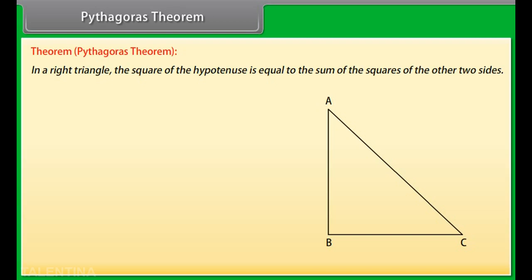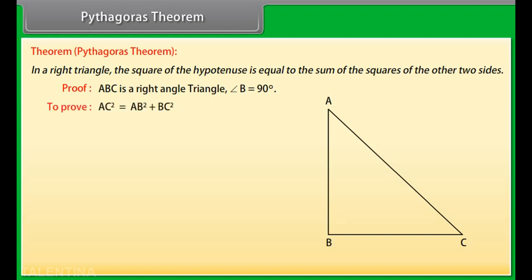Let us prove this theorem. Given: ABC is a right angle triangle. Angle B is equal to 90 degrees. To prove: AC square equals AB square plus BC square. Construction: Draw BD perpendicular to AC.